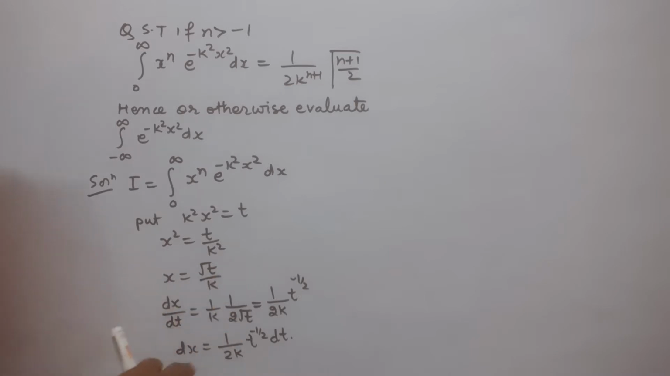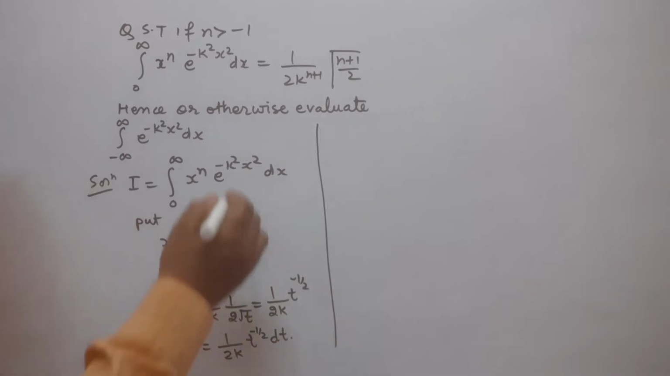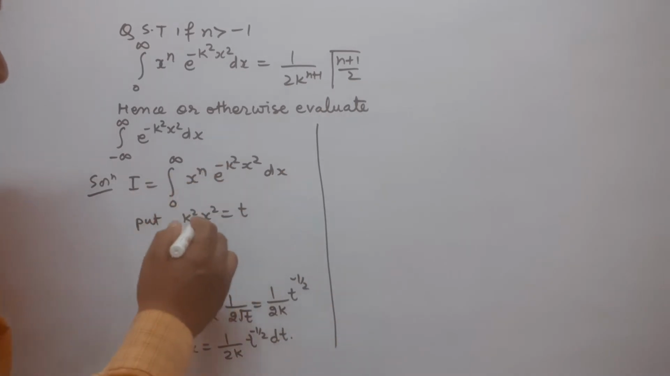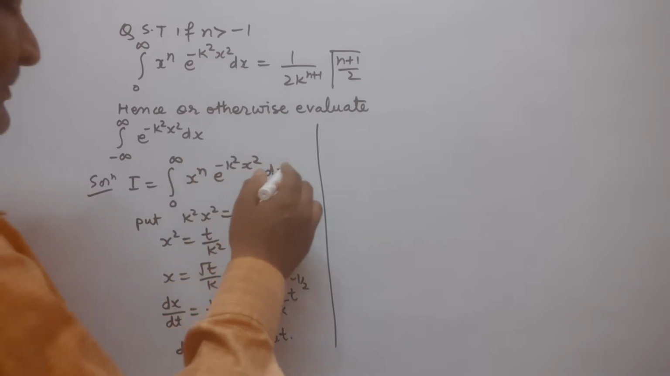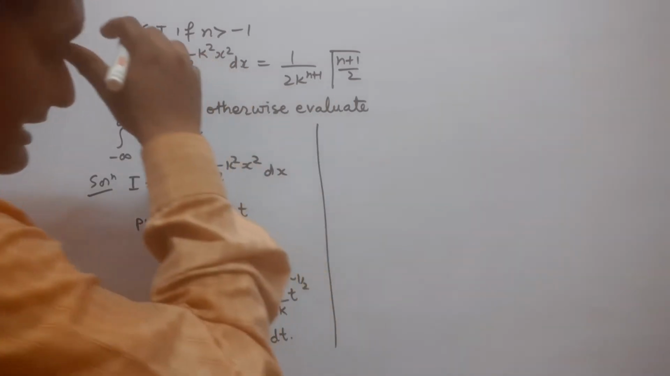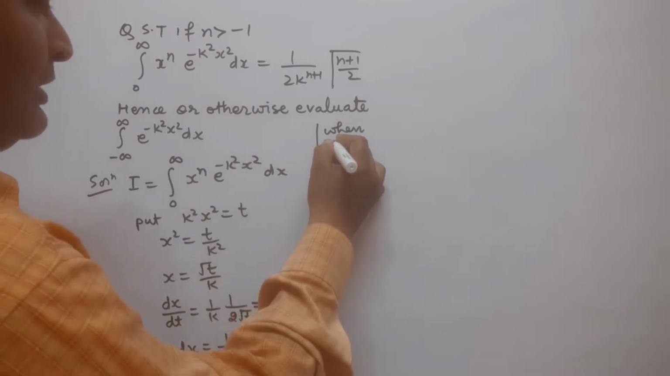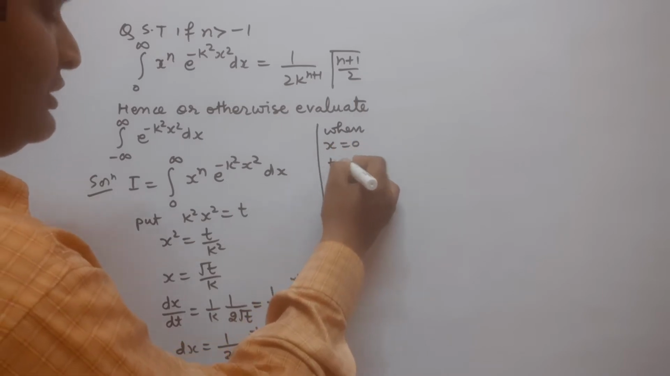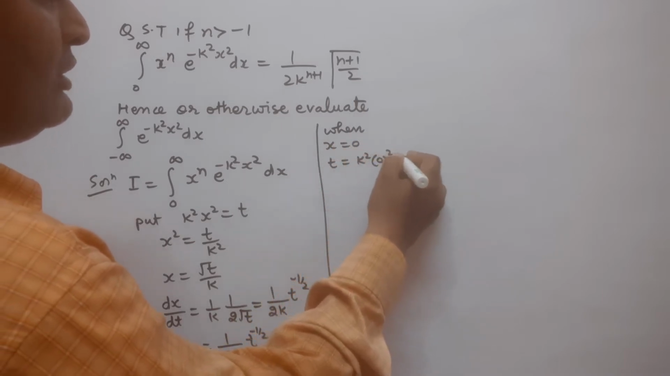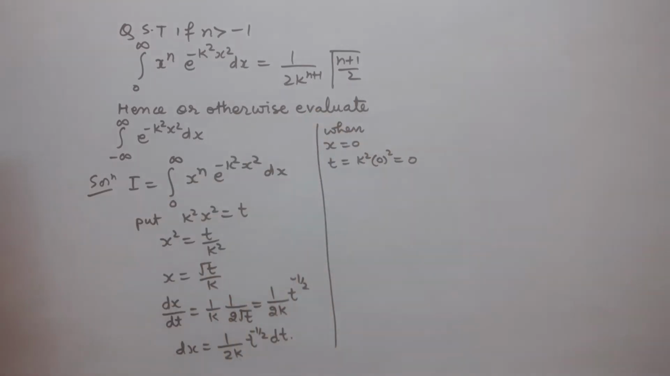So dx is equal to 1 upon 2k, and this root t goes to the numerator, so the power of t will be negative, so this is t to the power minus 1 by 2 dt. Now we put here the value of dx and the value of this x in the given integral. So for the limits, first we evaluate when we take the lower limit x equal to 0, so t is equal to k square 0 square, so this is 0. So corresponding to lower limit x equal to 0, we get t is equal to 0.